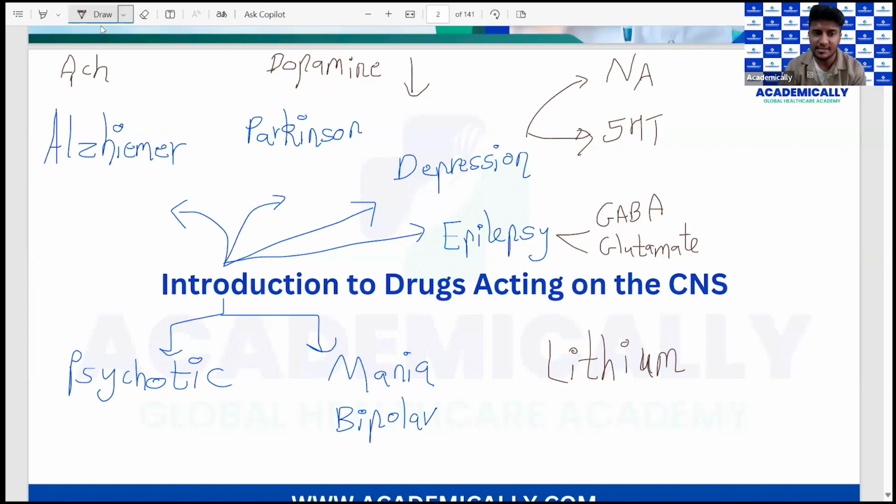तो ये पूरा आपका सीएनएस में आ जाते हैं ये सारी डिजीजेस, including Alzheimer, Parkinson, depression, epilepsy, mania और psychotic. अब in the lecture we are going to study them in detail.